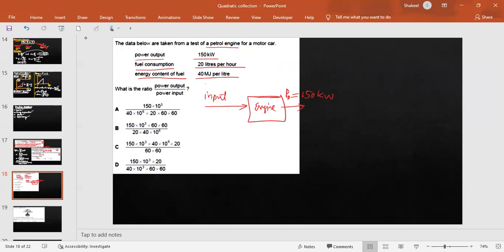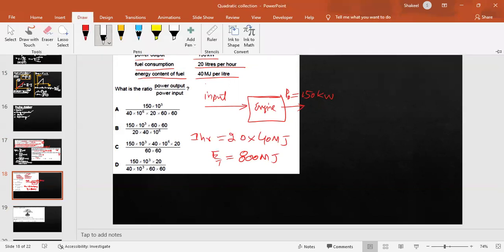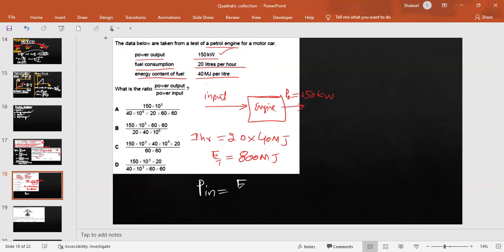Well, it means in 1 hour, 20 liters are consumed, and the energy is 40 megajoule per liter. So in 1 hour, the total energy consumed is 800 megajoule. And as the output is in the form of power, we have to represent the input in the form of power as well, which is energy over time. So 800 mega, which is 10 power 6, over time, which is 1 hour, which is 60 minutes and 60 seconds.